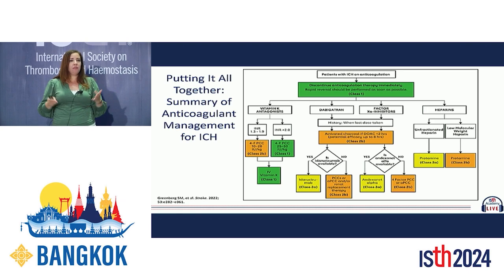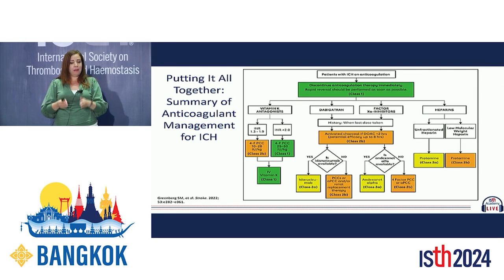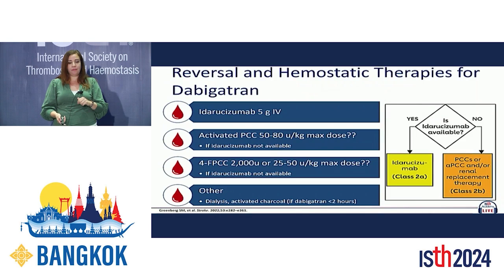Activated charcoal is there. I don't know if anybody has used activated charcoal in their practice. I have not. It's always there. I'm not sure it's practically useful. But what this guideline is saying is that if a specific reversal agent is available, then that is preferred based on class 2A or 2B guidance. And in this study, again, no randomized trial data at the time. And if the specific reversal agents aren't available, then a non-specific hemostatic therapy like PCC or activated PCC.